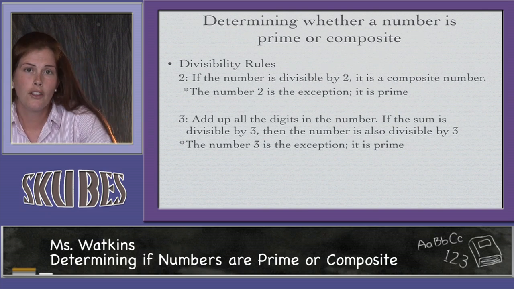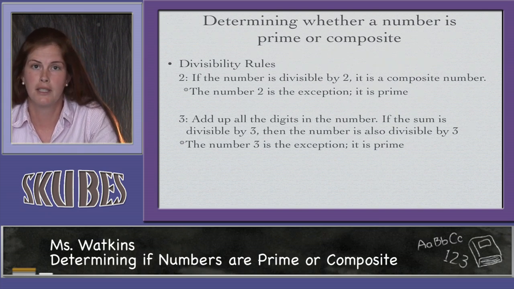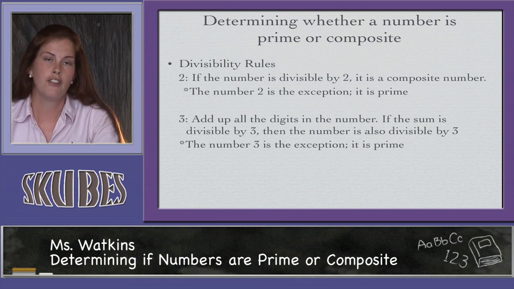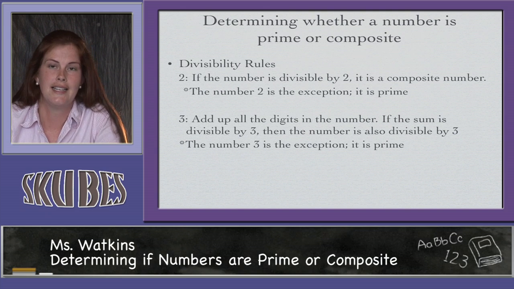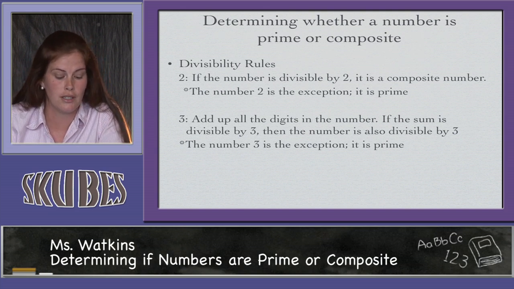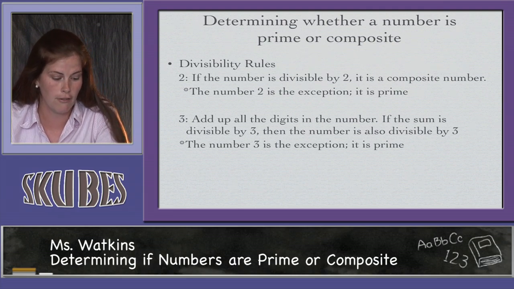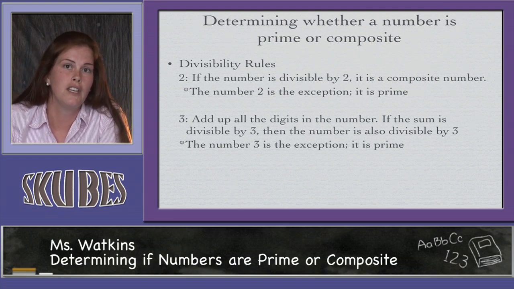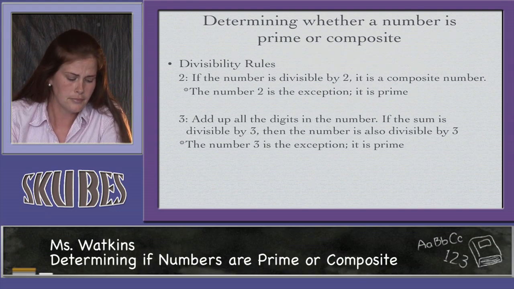To determine whether a number is prime or composite, we can take a look at some divisibility rules. For the number 2, if the number is divisible by 2, it is a composite number. The number 2 is the exception. It is prime because 2 is only divisible by 2 and itself. So all even numbers other than the number 2 are composite.